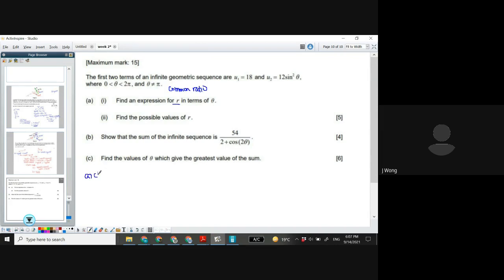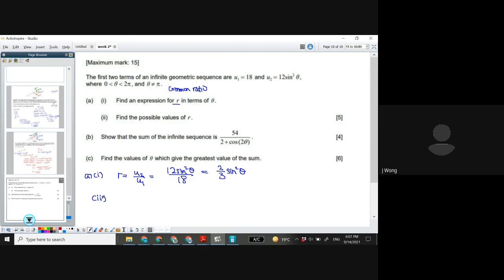So what I could do in order to get the common ratio is if I just divide the second term by the first one, which will be 12 sine squared theta divided by 18, which you could simplify a little bit to get 2/3 of sine squared theta. And then the second one, they ask us to then find the possible values of r, the common ratio. So we need to study a little bit about this expression, 2/3 sine squared theta.